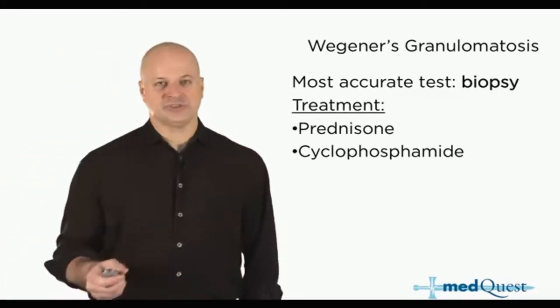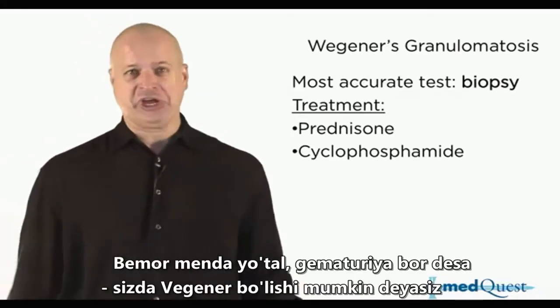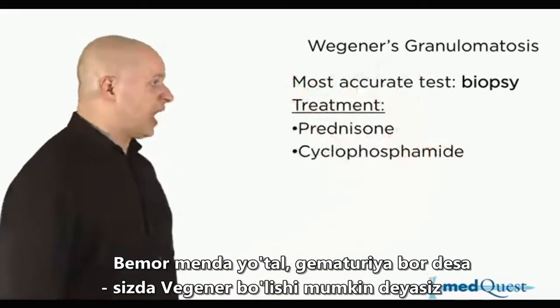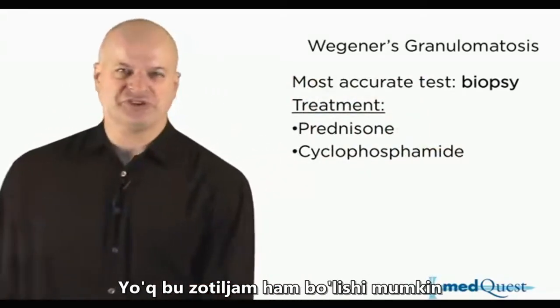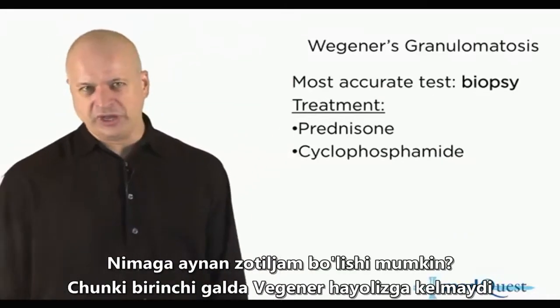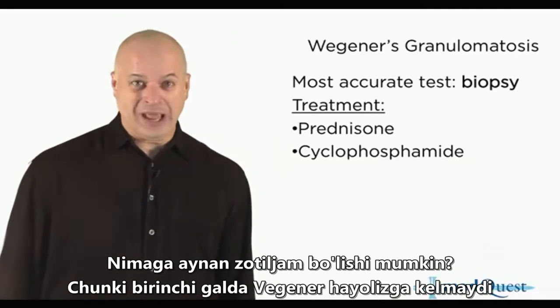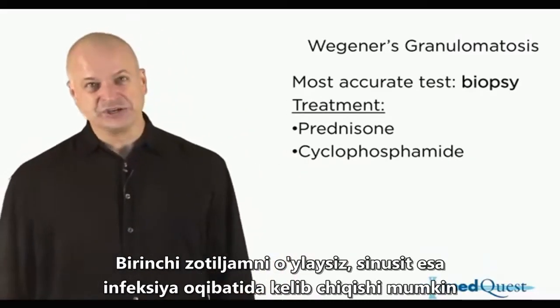Now Wegener's granulomatosis will not jump out at you as a person says, man, I got a cough and I got hematuria. Yo, you must have Wegener's, man. No, it's going to present like a person who's having multiple episodes of pneumonia. And you're like, what's going on with this person? Why are they having pneumonia? Because you don't think first about Wegener's, you think first that it's pneumonia or just sinusitis. It comes across like an infection.